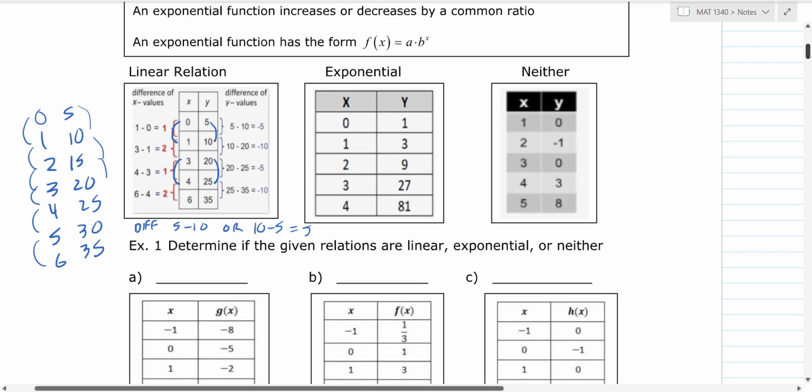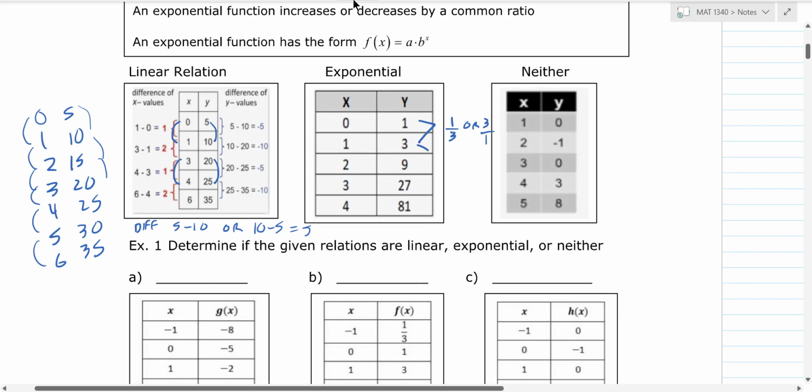Okay, exponential is totally different. So notice this one does not go up the same. On this one, that's going up 2, and then that's going up 6. So right there, you know it's not linear. So what happens on exponential is you have what we call a common ratio. And it doesn't matter which order you divide these in. You could go 1 over 3, or you could go 3 over 1. That's a ratio. So what would have to happen is that ratio would have to be the same over and over again.